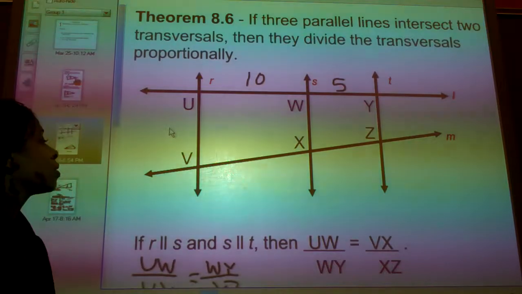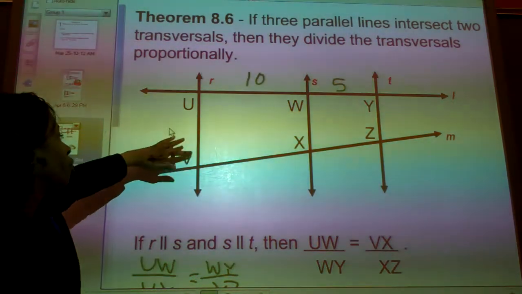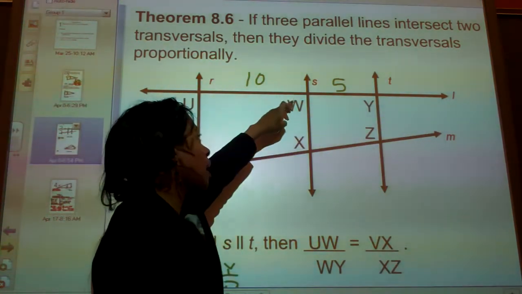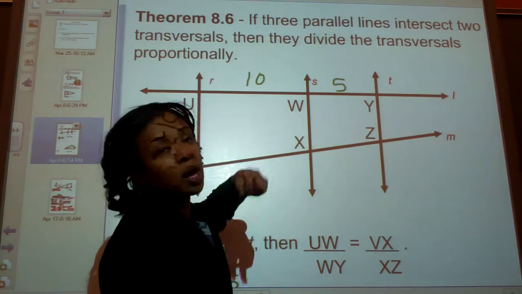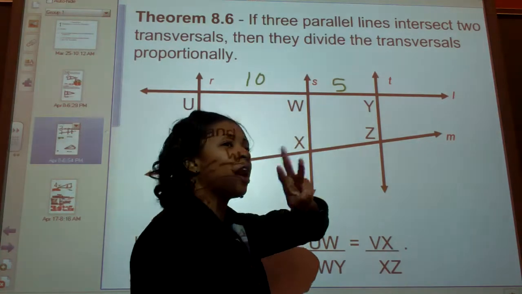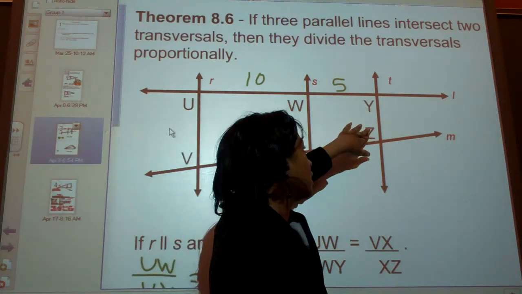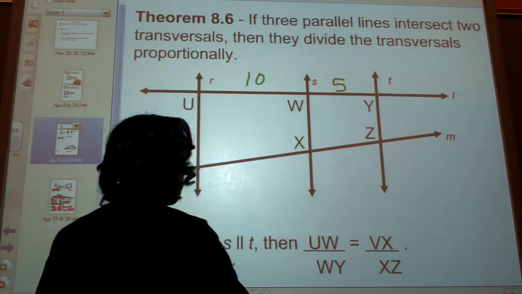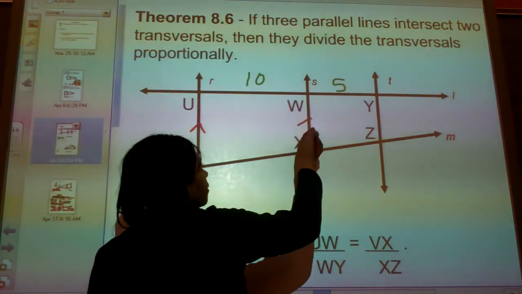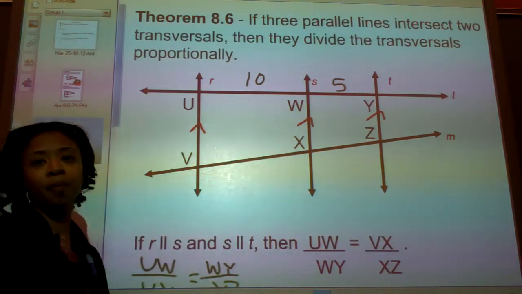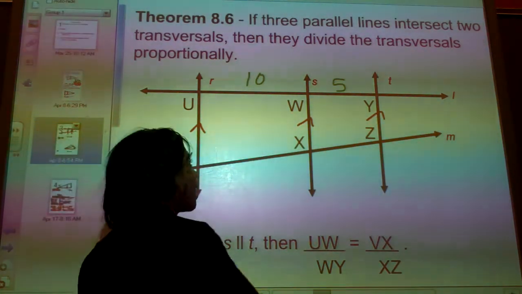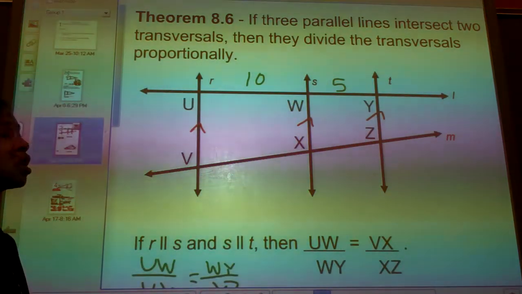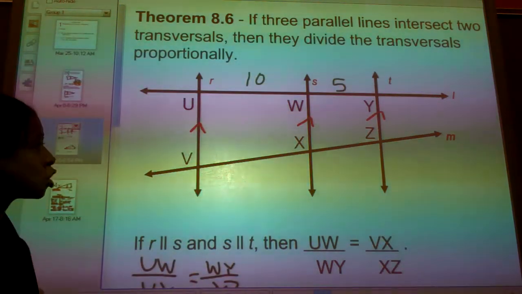First of all, the first parallel line I see is UV, or line R. That's one parallel line. It's parallel to line WX, or line S. And then finally, the third line is YZ, or line T, in other words. So if I have three lines, and I'm told that they are all three parallel to one another, and those three lines are going to be intersecting two transversals, they're going to have proportional ratios.